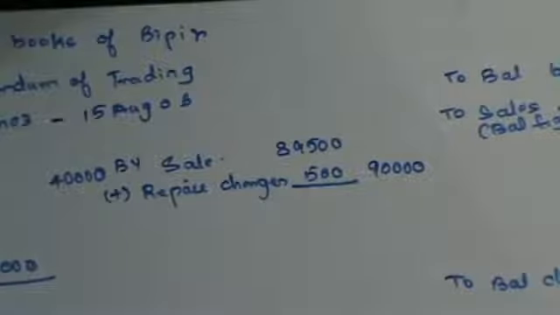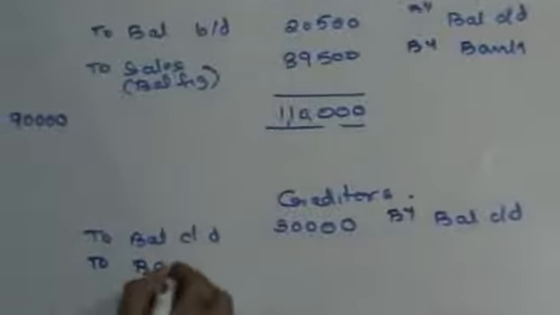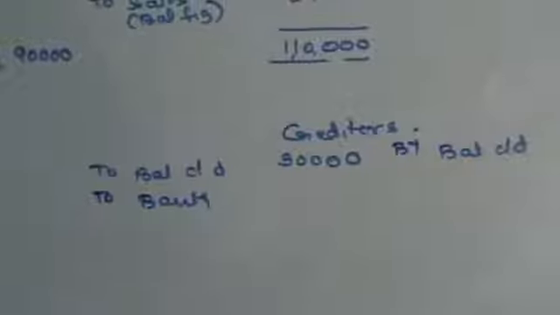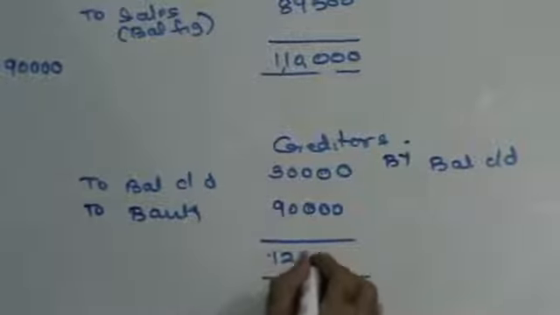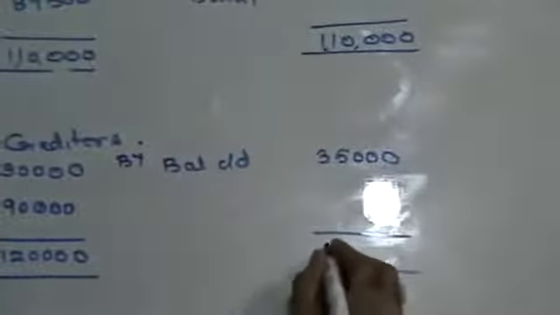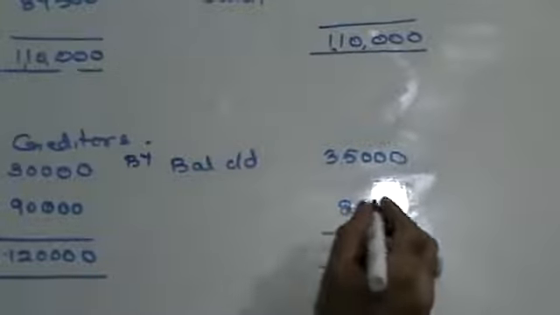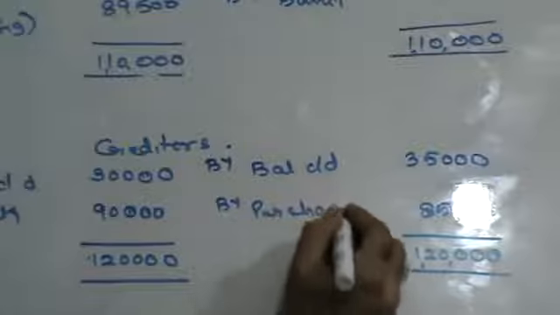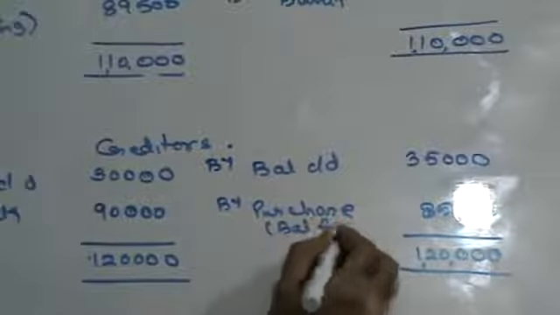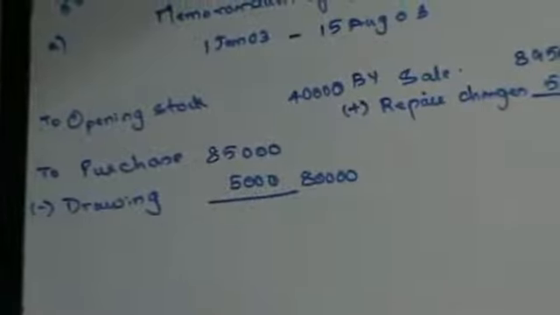Similarly, I have made some payment to creditors. They are the receivers. Therefore, on the debit side to bank, the amount paid to creditors is 90,000. So this is going to be 1,20,000. So this is going to be 85,000. This is going to be by purchase. This is again going to be my balancing figure. So purchase is 85,000 minus 5,000. So this comes to 80,000.